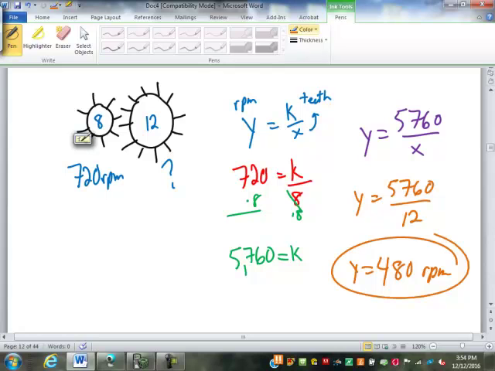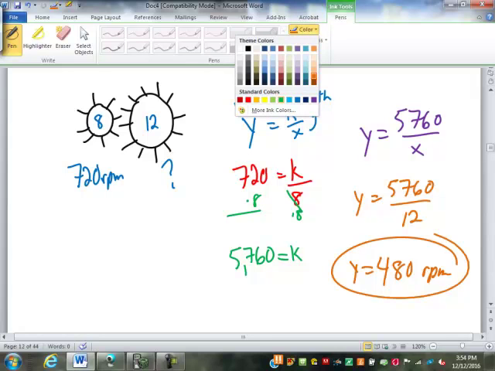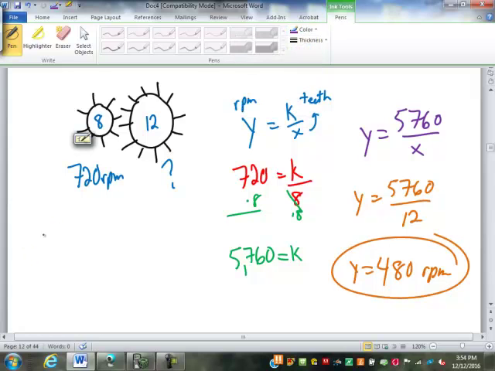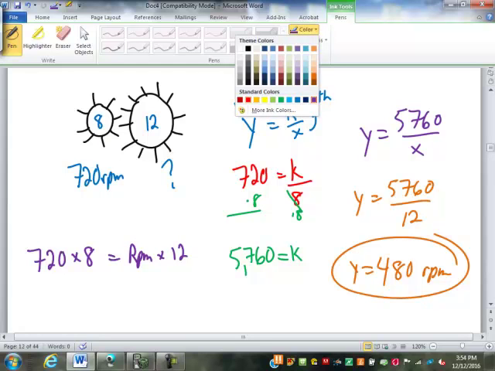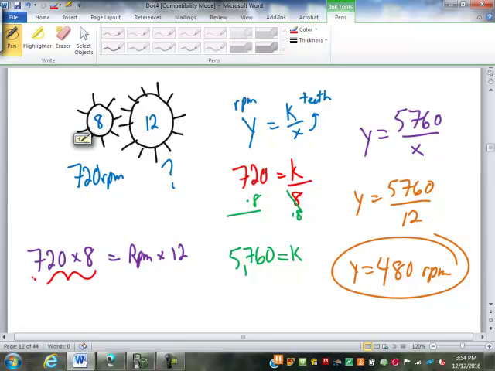Now again, just like we did with proportions, we can set this up as a constant product. We can say that for gear 1, we have the RPMs, 720, times the number of teeth. And that has to equal the RPM for gear 2 times its teeth, which is 12. So you multiply this to get the 5760, and then divide by 12. Gives you the 480 RPM.